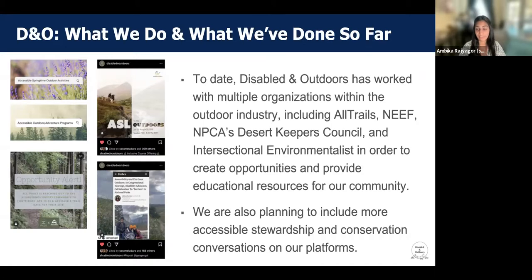Different accessible outdoor adventure programs exist in different parts of the United States. There are also some courses we've promoted on our page. For example, ASL for the Outdoors was an inclusive course offered this past month. And right here on our bottom left, we've got an opportunity that AllTrails presented to us, where they would reward a membership to members of our community who input their trail data.